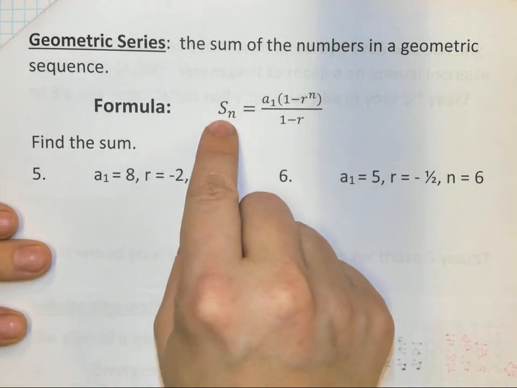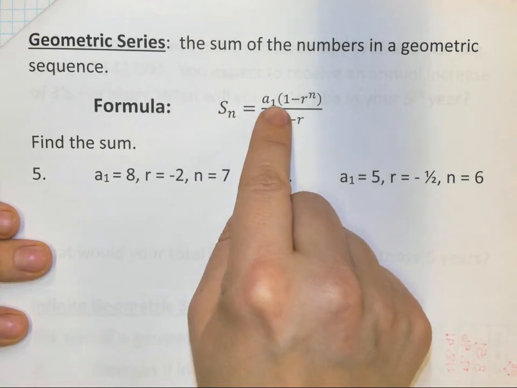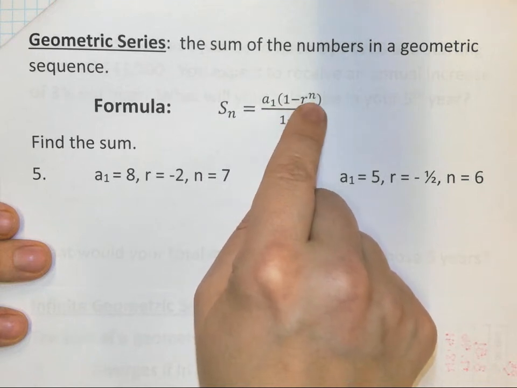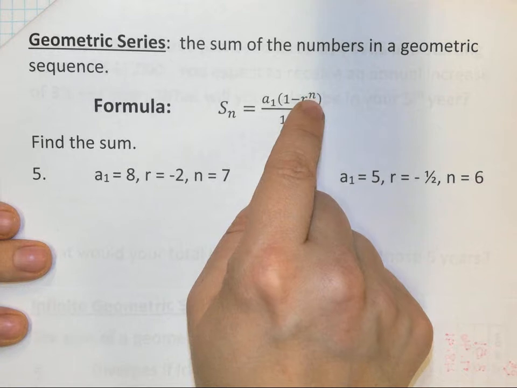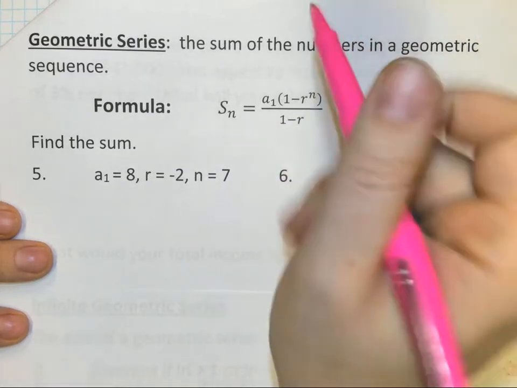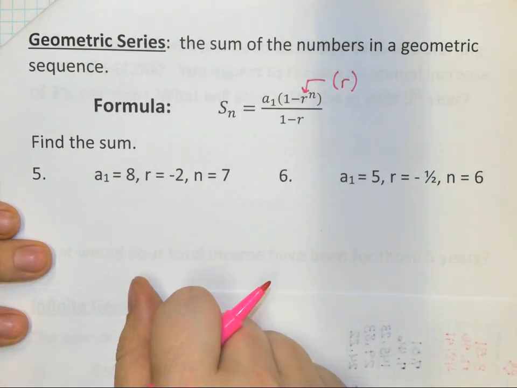So for our geometric series sum, the sum of the first n terms is found by taking the first term times 1 minus the ratio to the nth power over 1 minus the ratio. Do not be tempted to simplify 1 minus r to the n over 1 minus r. It won't work. And what I would like to recommend is always put your ratio in parentheses. Absolutely always.